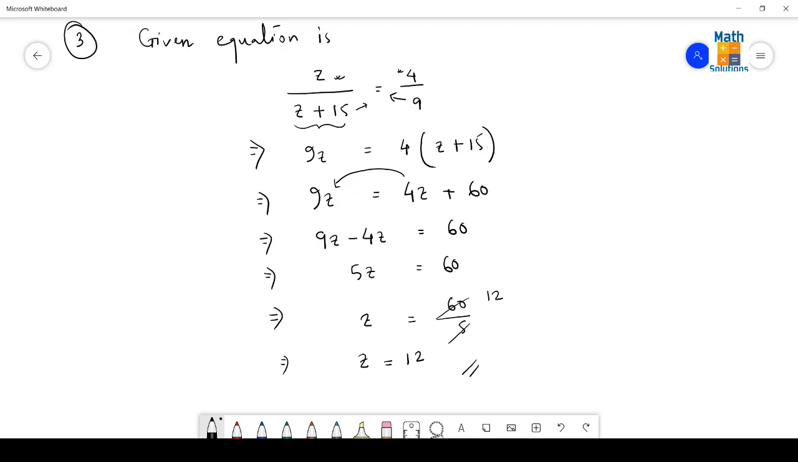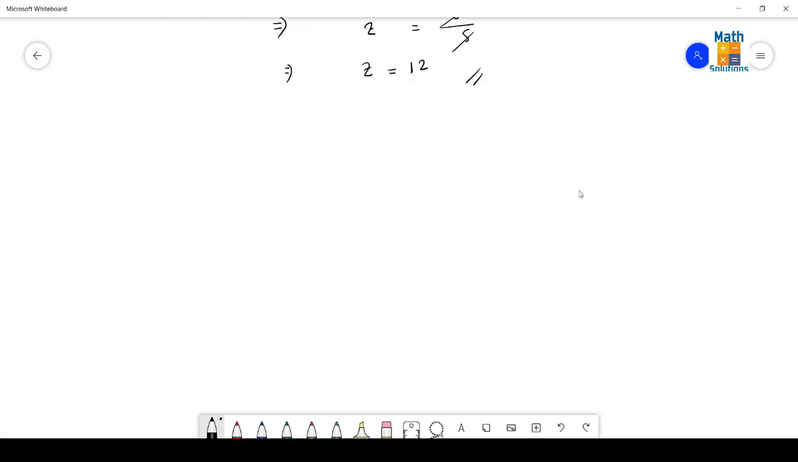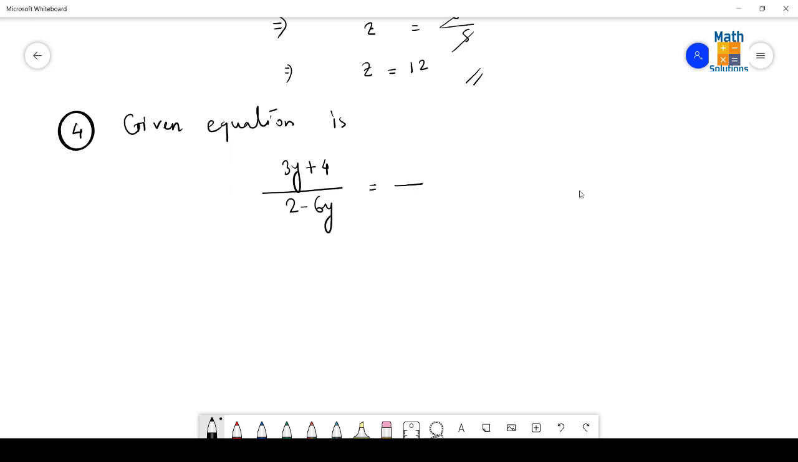Then coming to the next part, the next equation. The next equation is again of this form only. This is question number 4. Here is 4. Then given equation is, what do I get here? Thrice y plus 4 in the numerator part on the left hand side, and in the denominator part what is given? 2 minus 6y, that is equal to a rational number on the right hand side, and this is minus 2 by 5.